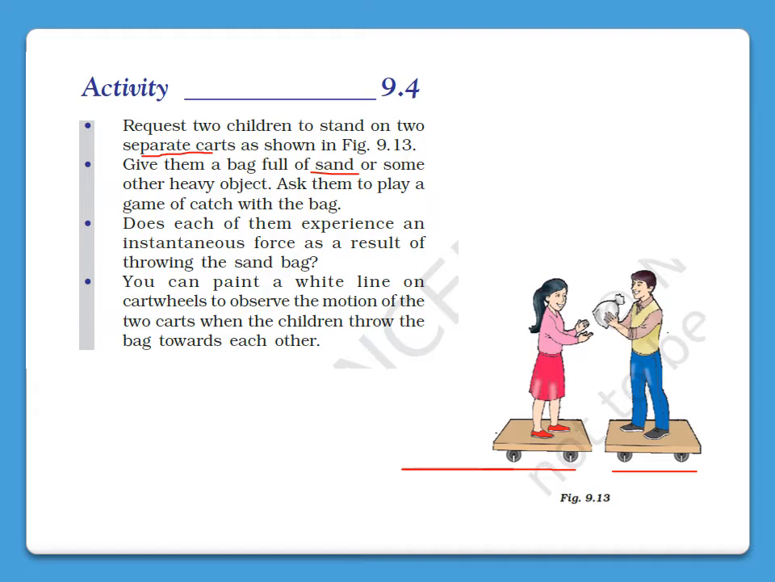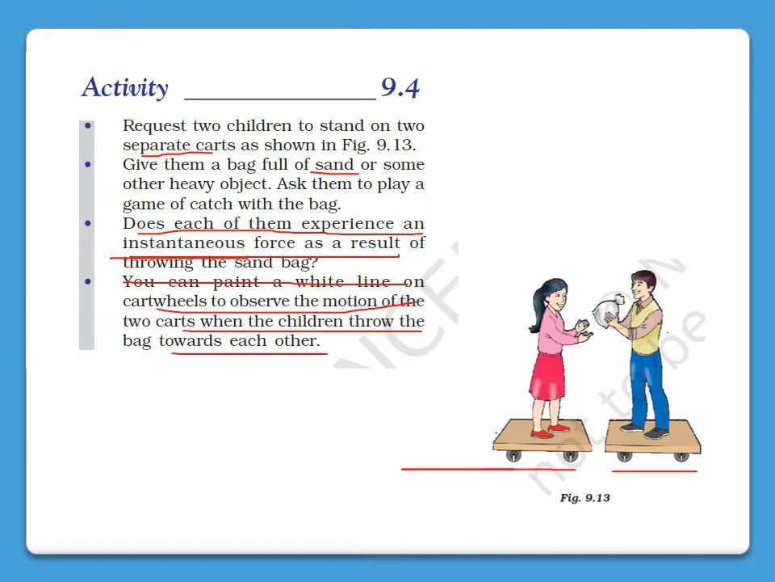This is a matter of observation only. What do you observe? Does each of them experience an instantaneous force as a result of throwing the sandbag? You can paint a white line on the cart wheel to observe the motion of the two carts when the children throw the bag towards each other.